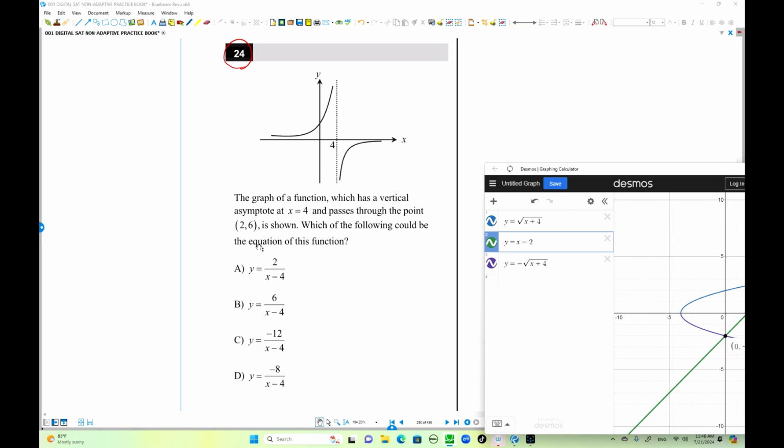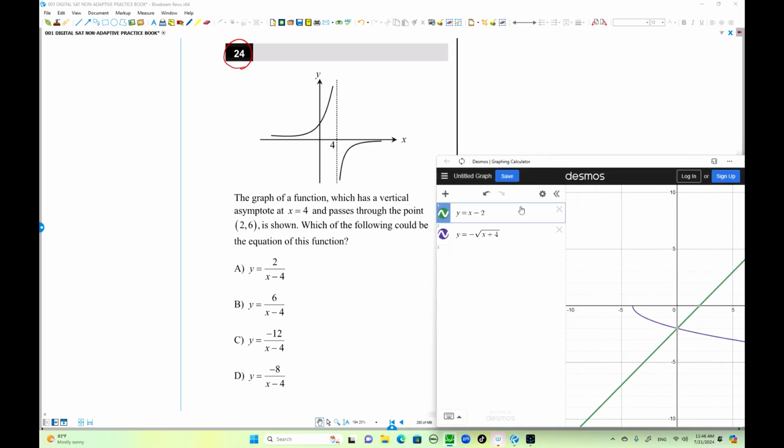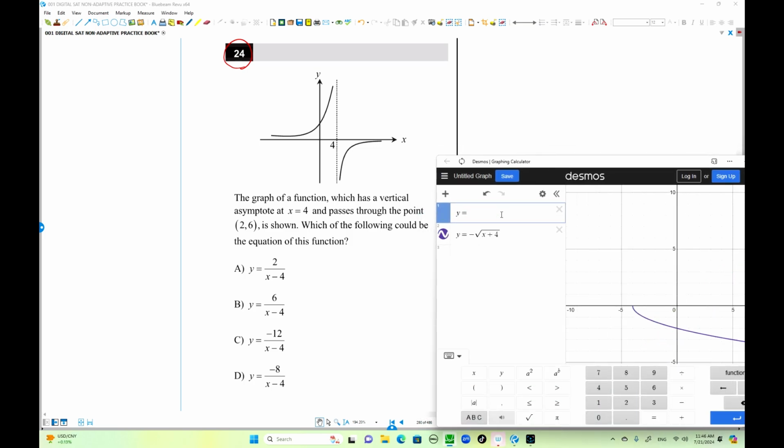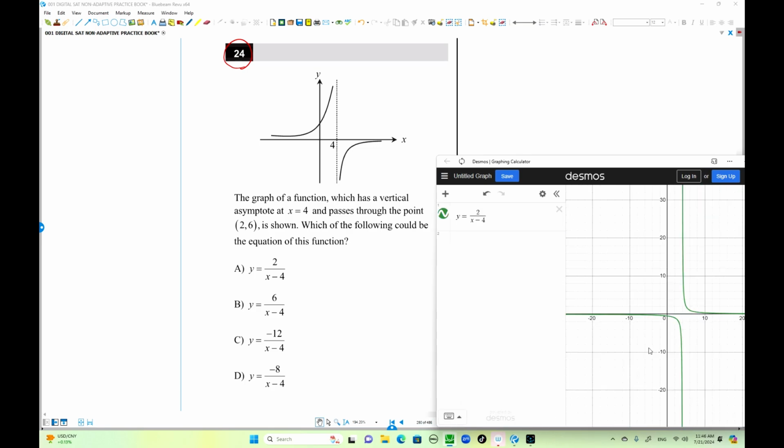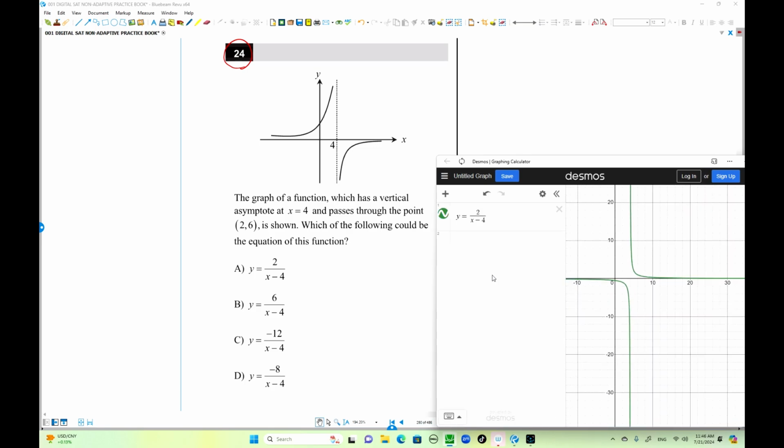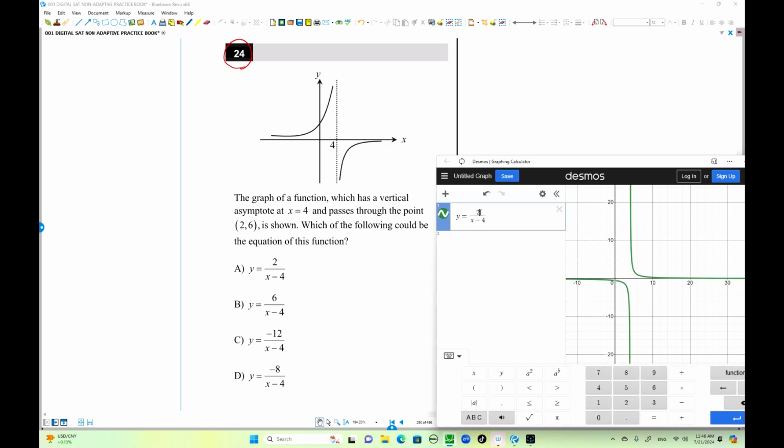But which one is passed through by this one, (2, 6)? Maybe you can use Desmos too. I'm going to explain. So y equals 2 over x minus 4. This is out. It's a totally different graph, right? That's not the solution. Okay, try the next one, number 2. That is 6 over here. Also a different graph, right? Okay.